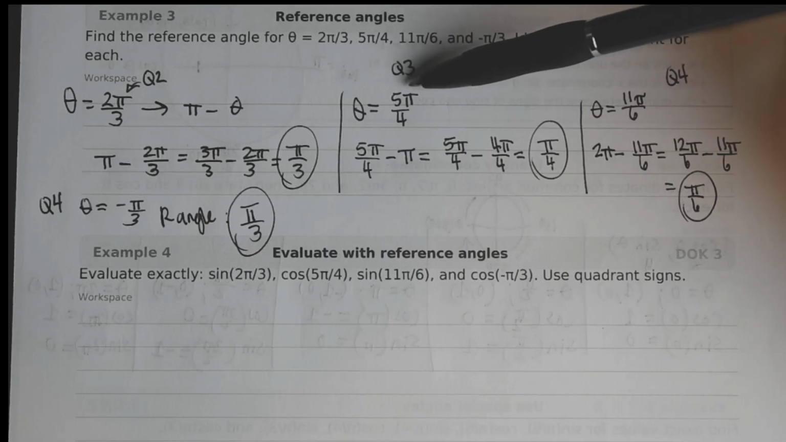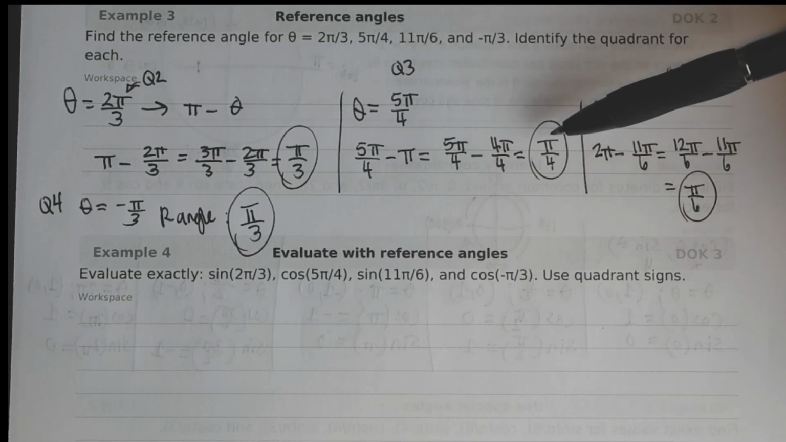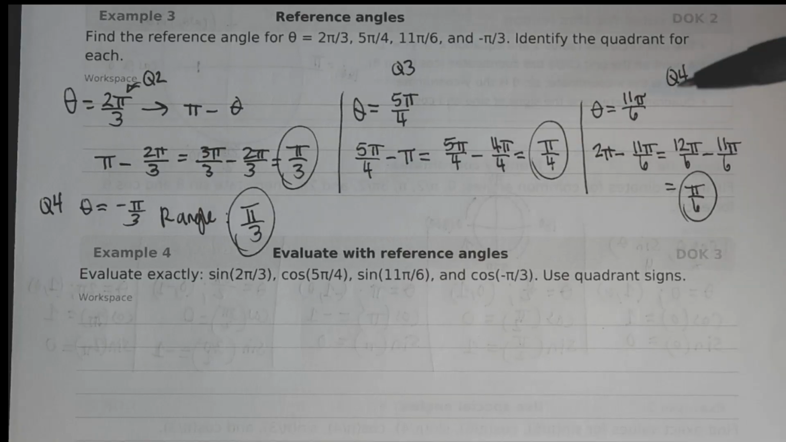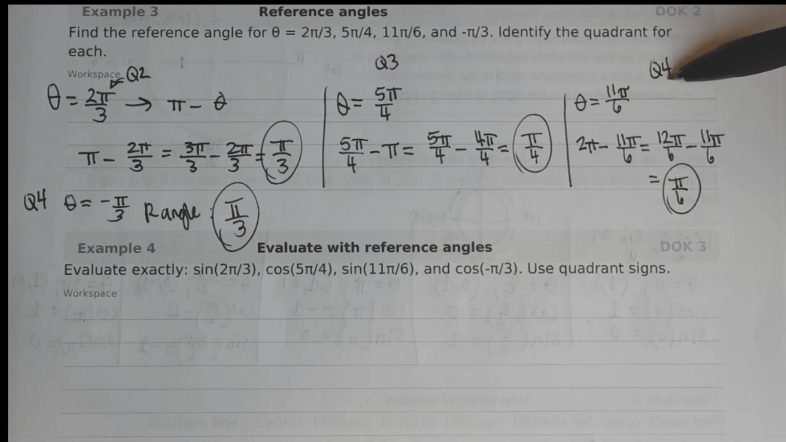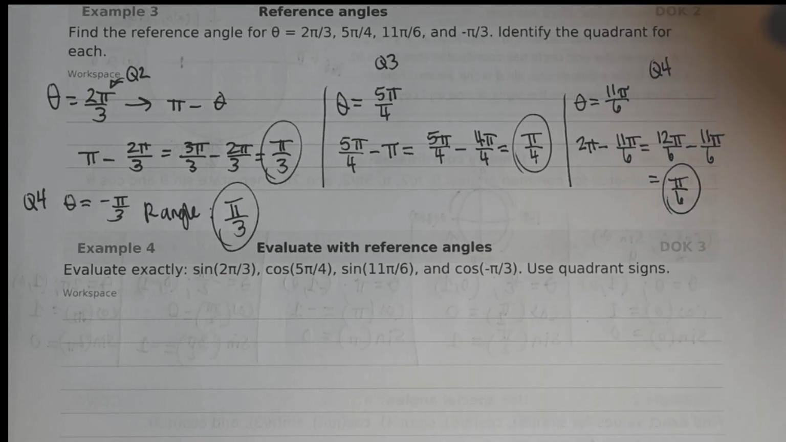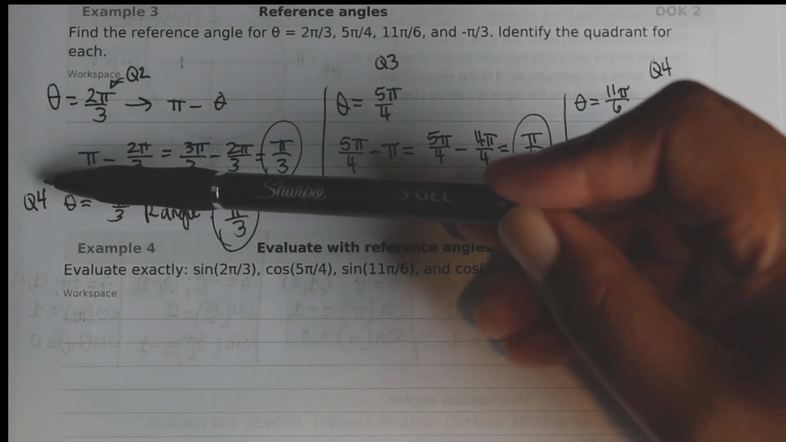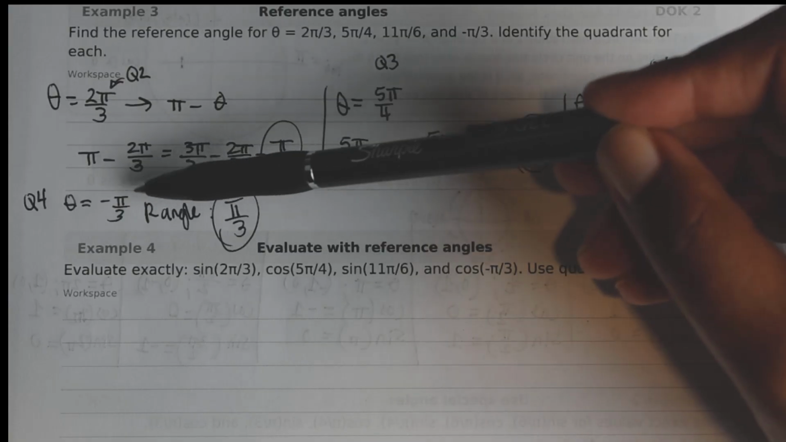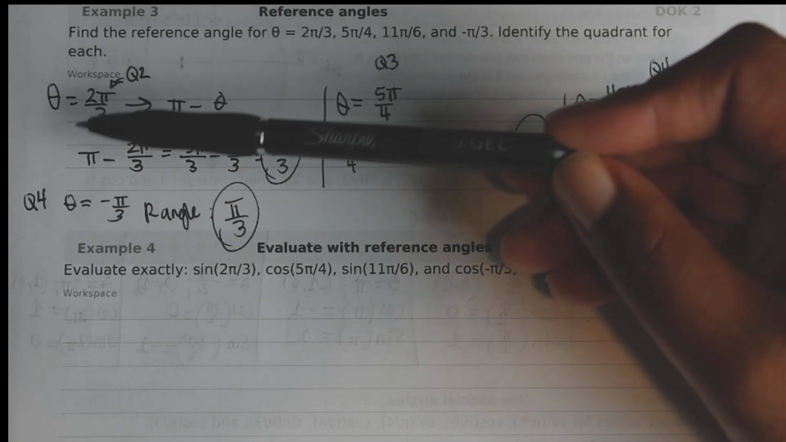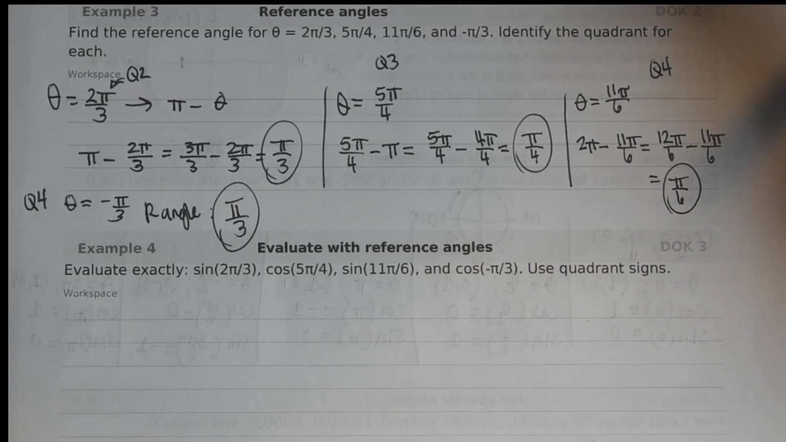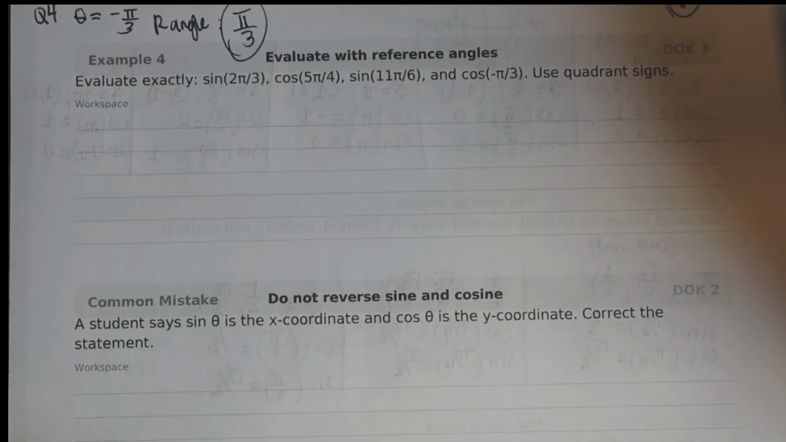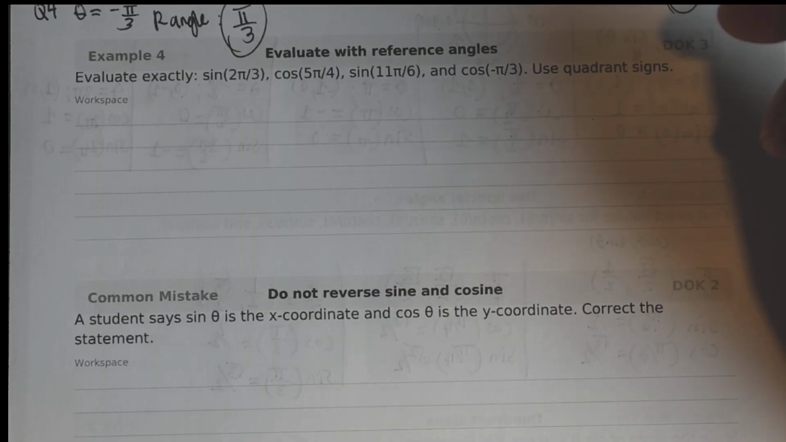When theta is 5 pi over 4, it's in quadrant 3, and the reference angle is pi over 4. When theta is 11 pi over 6, it's in quadrant 4, and the reference angle is pi over 6. And in rotation, theta negative pi over 3 is in quadrant 4, and the reference angle is positive pi over 3.